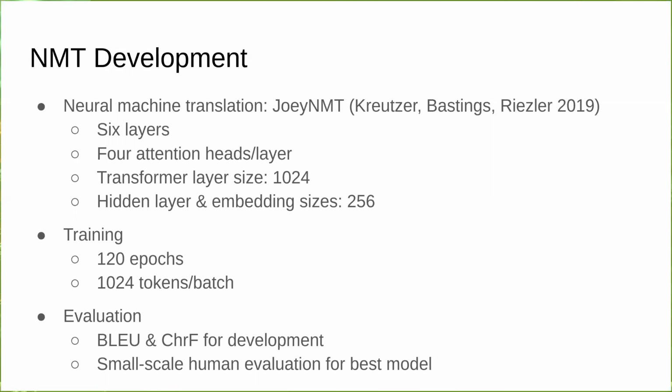The neural machine translation development. We use Joey NMT, built upon PyTorch by Kreutzer et al., 2019. So we had 6 layers and 4 attention heads per layer. Transformer layer size was 1024. The hidden layer and the embedding sizes were 256. We trained all the models on 120 epochs with 1024 tokens per batch.